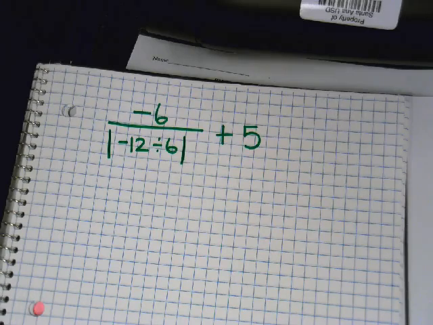Where is there a 12? There. It's just a number there, right? Nothing to do. Okay, now let's look at the bottom. Is there something to do at the bottom? Yes. What is there for me to do? 12 divided by 6.